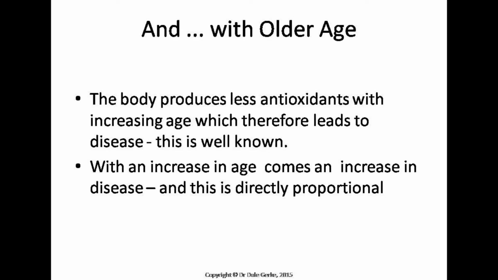But then we've got a complication that in older age, the body produces far less antioxidants, and this can therefore lead to disease, and this is well known. Everyone knows that as you increase in age, you become more susceptible to disease, and this is directly proportional to the amount of free radicals that are in your body and the less number of antioxidants circulating in your bloodstream.